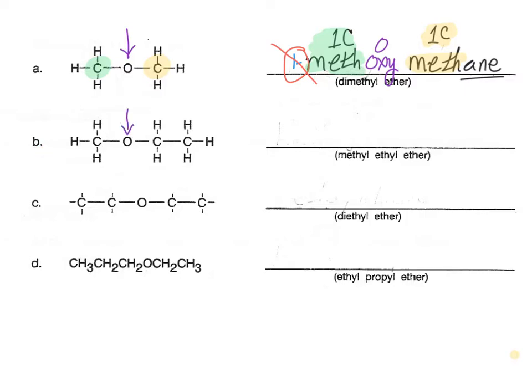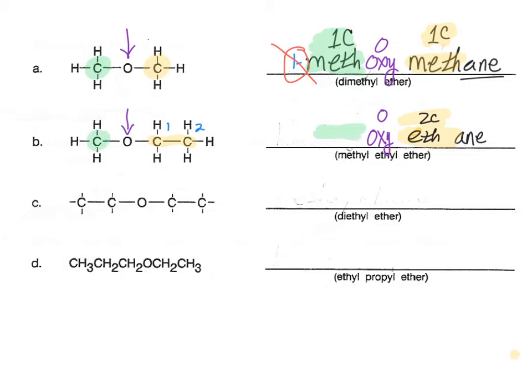Here we see the oxygen in the middle, so we know there will be oxy in the middle of its name. The ending will be -ane because everything is single bonded. We look for the longest hydrocarbon chain. We can see that there is one carbon on the left side and 2 carbons on the right, so we're going to use 2. That means we now have an ethane. We'll put the oxy in front of that, and in front of that we'll put the 1 carbon chain, so it's going to be meth.